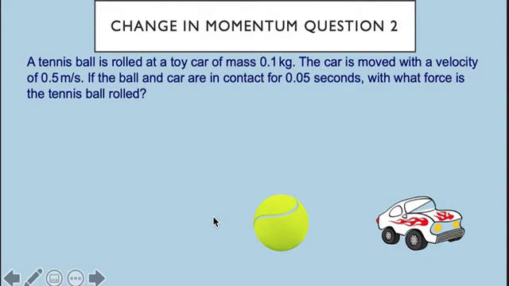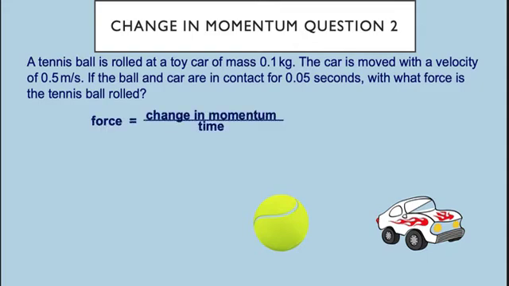Let's look at another example. A tennis ball is rolled at a toy car of mass 0.1 kilograms. The car is moved with a velocity of 0.5 meters per second. If the ball and the car are in contact for 0.05 seconds, with what force is the tennis ball rolled? So here's our equation again. Force equals the change in momentum divided by time. You might want to pause the video, see if you can work through it and get the answer, and I'll go through it with you in just a couple of seconds. So if you want to do that, pause the video there.